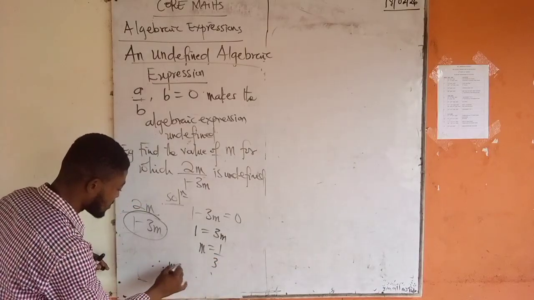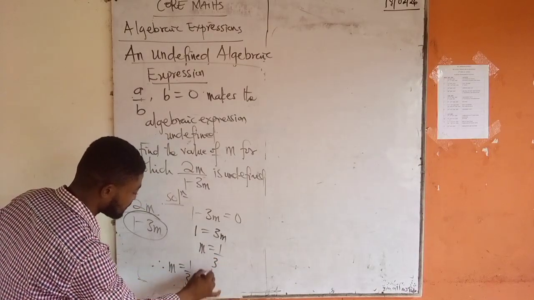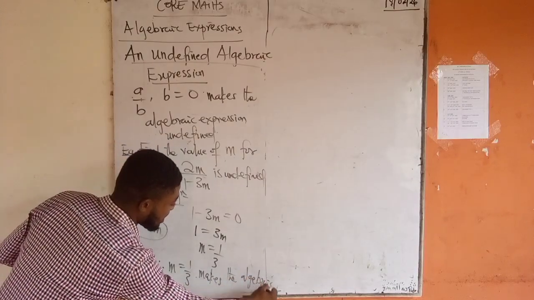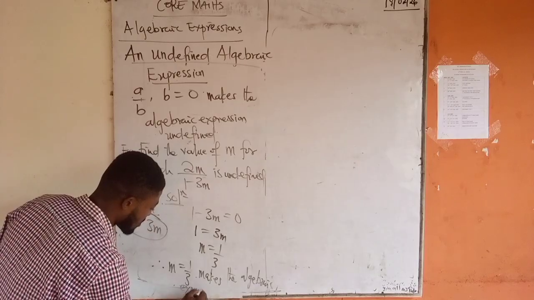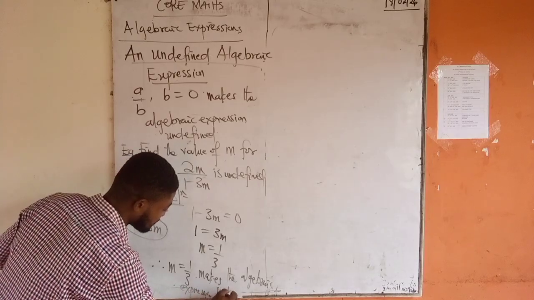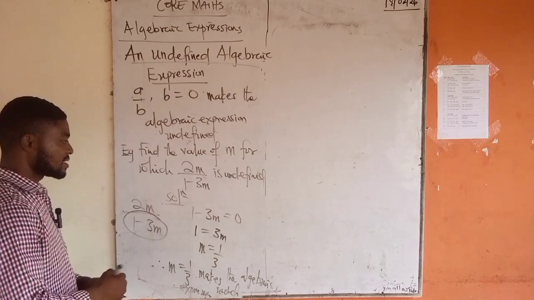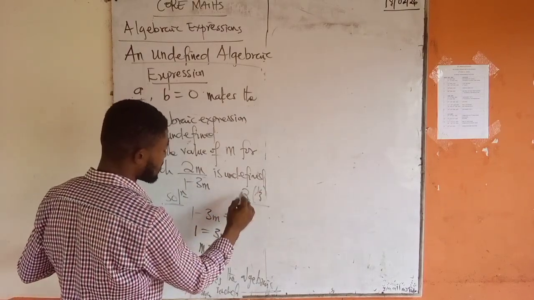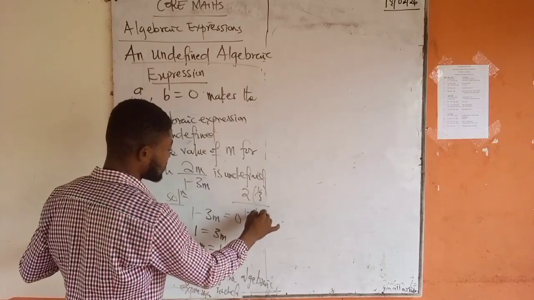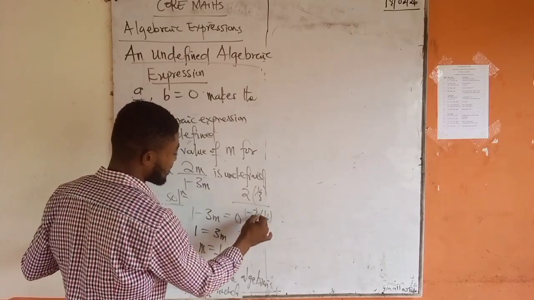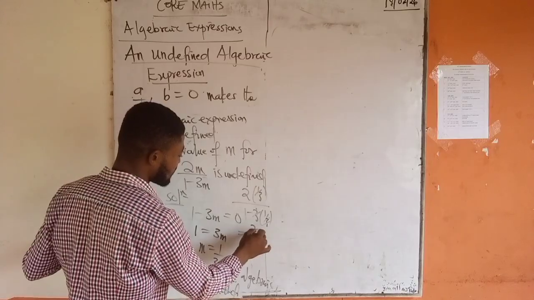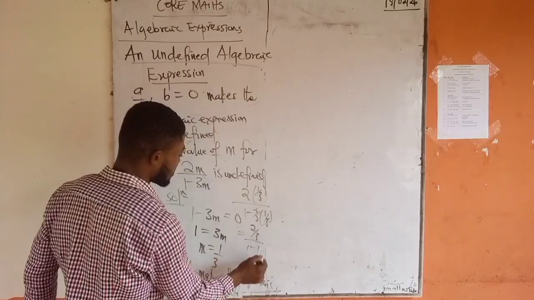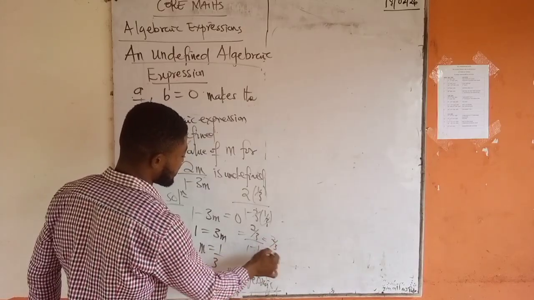So therefore m is equal to 1 over 3 makes the algebraic expression undefined. We can prove for that, but I don't think it's really necessary. So let's do it. 2 into bracket 1 over 3, all over 1 minus 3 into bracket 1 over 3. The 3 cancels out, leaving 2 over 3 all over 0, since 1 minus 1 is 0. So I'm going to have 2 over 3 all over 0.